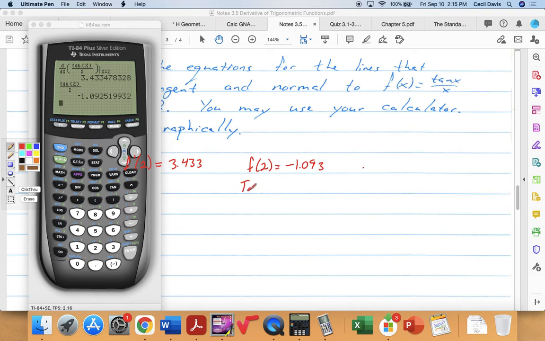So our tangent would be y is equal to negative 1.093 plus 3.433 times x minus 2. And our normal would be y is equal to negative 1.093 minus 1 over 3.433 times x minus 2. And again, I'm perfectly happy with that.